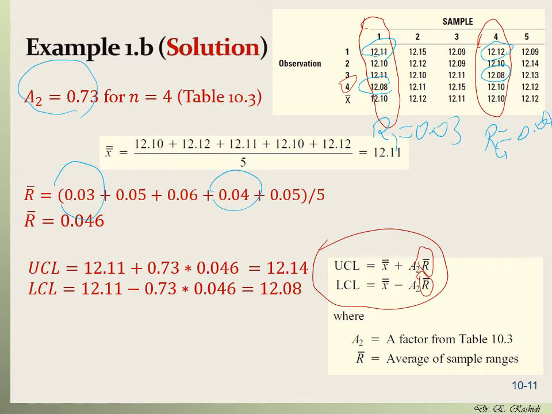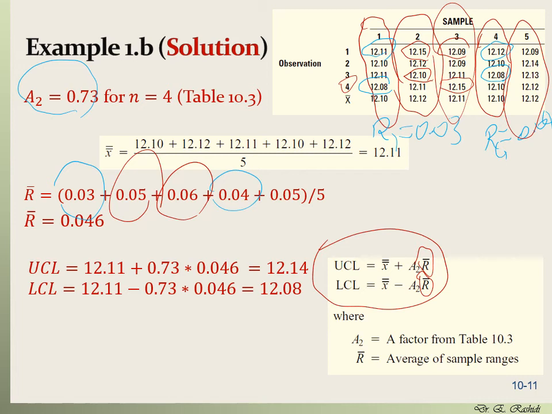For the second sample, the range is 0.05, that's 12.15 and 12.10, so that's 0.05. For the third sample, 12.15 is the maximum and the minimum is 12.9, so the range is 0.06, and 0.05 for the fourth sample. For the fifth sample, the maximum is 12.14, the minimum is 12.09, so the range is 0.05.